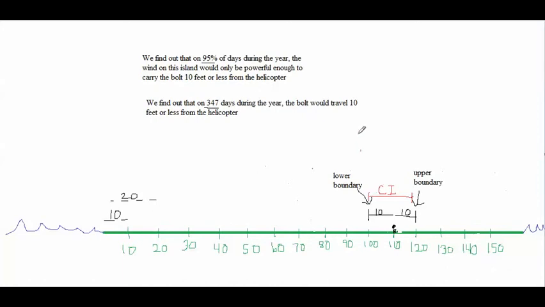Well, we're assuming that if we make the conclusion that the helicopter's location was somewhere between 100 and 120, it means that we're assuming that the bolt fell on one of these 347 days during the year, and that it didn't fall on one of the other days on which the wind would have been powerful enough to carry the bolt more than 10 feet from the helicopter. Because if the bolt, let's see how many days during the year that would be.